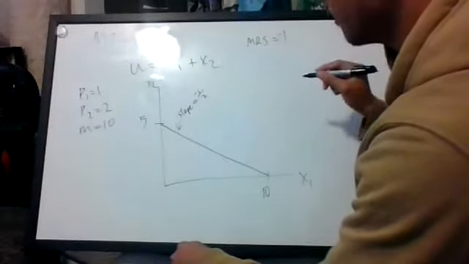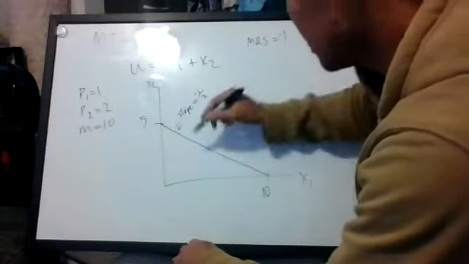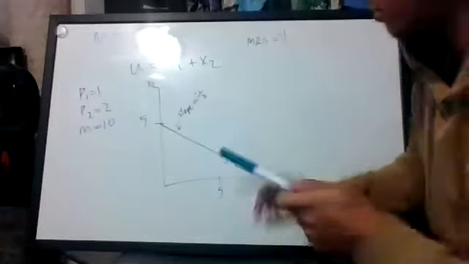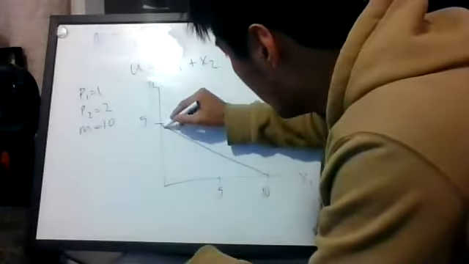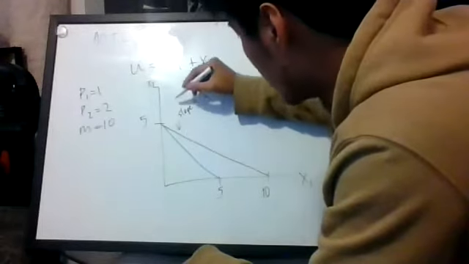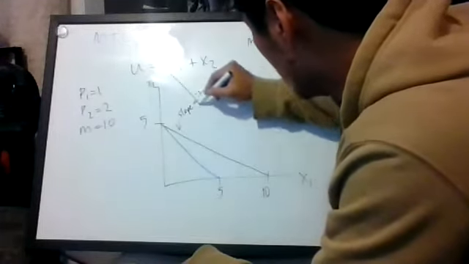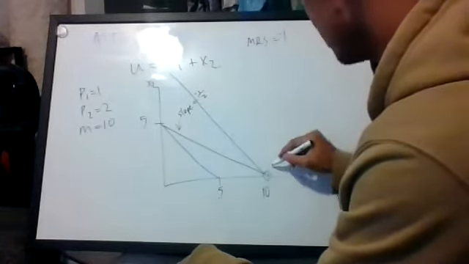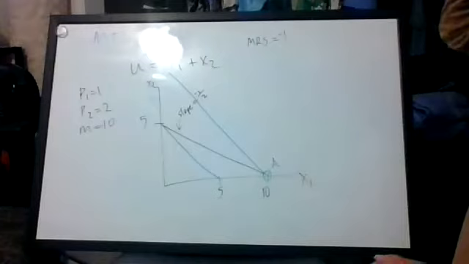And the MRS is negative 1, which means that the slope of my MRS, and I'm going to use a different color, is going to be greater than the slope of my budget constraint, meaning that we're originally consuming here. So this is point A. Okay.